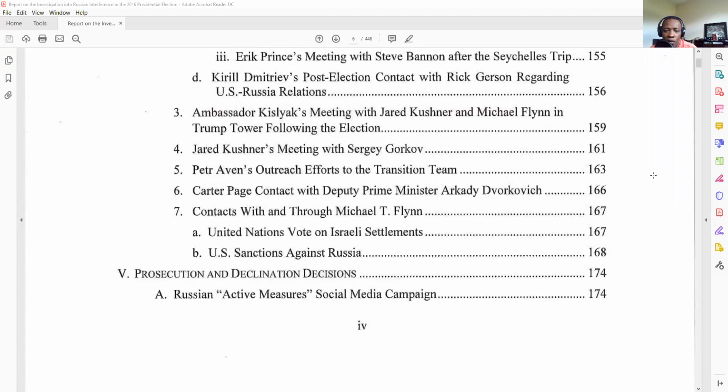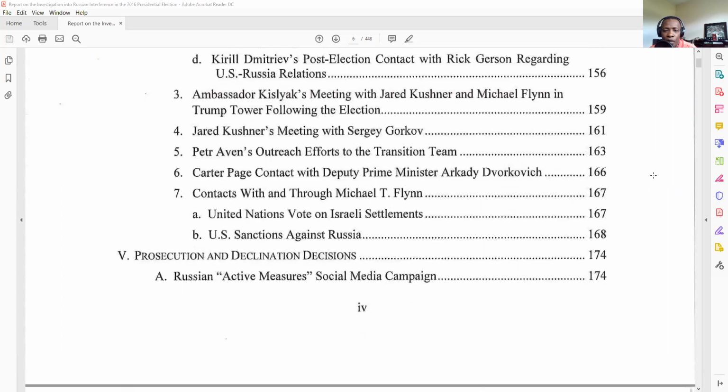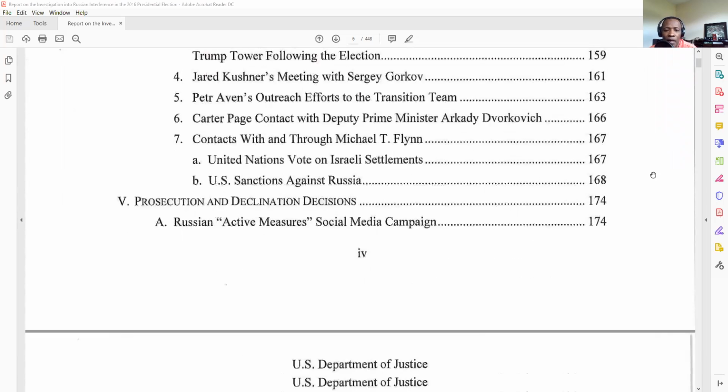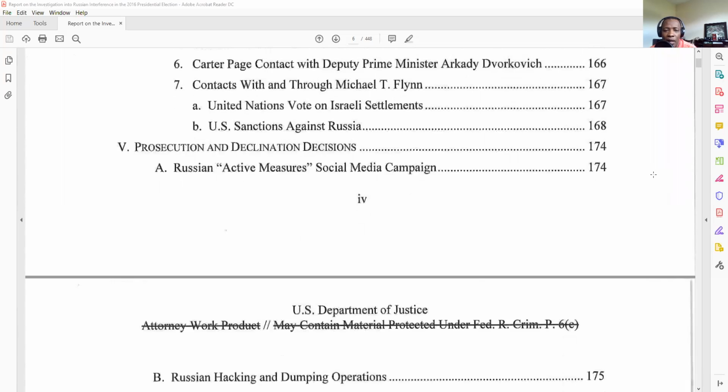Jared Kushner's meeting with Sergei Gorkov. Peter Evans' outreach effort to the transition team. Carter Page contact with Deputy Prime Minister Arkady Dvorkovich. Contacts with and through Michael T. Flynn. United Nations vote on Israeli settlements.